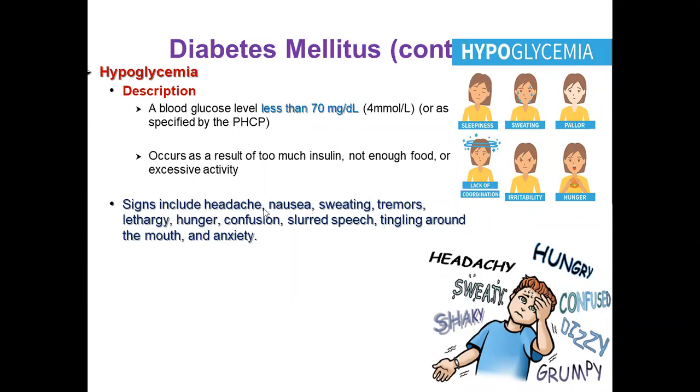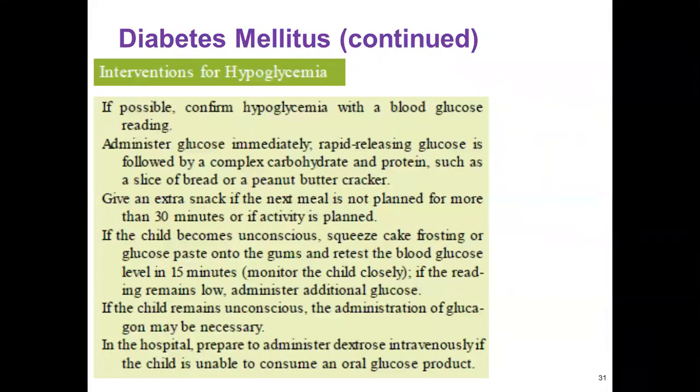tachycardia, confusion, right? Also tingling around the mouth and anxiety. Also, the patient's level of consciousness will go down. Difficulty concentrating, even difficulty with speech, and in the very late stage, the patient develops seizure and coma, right? So these are the common signs of hypoglycemia.